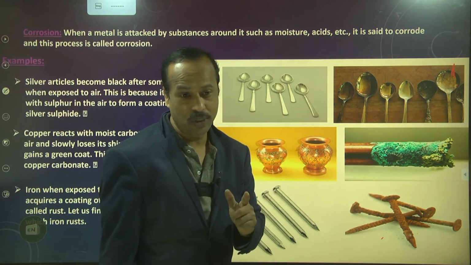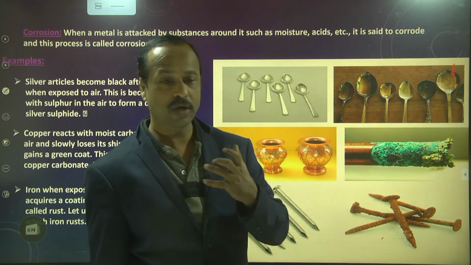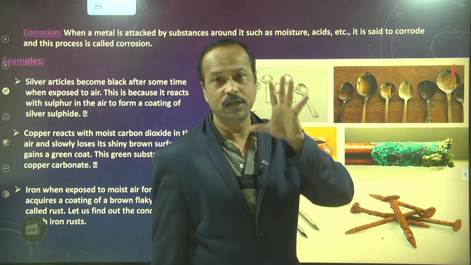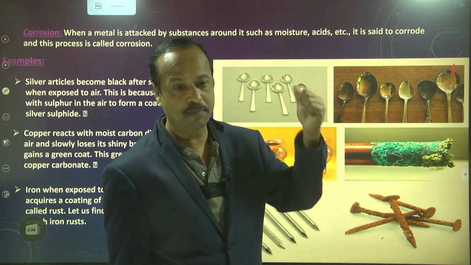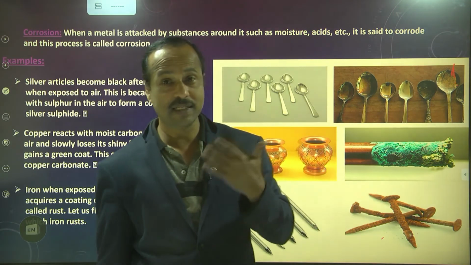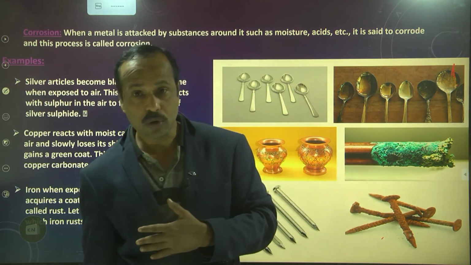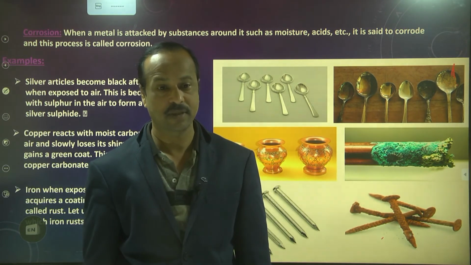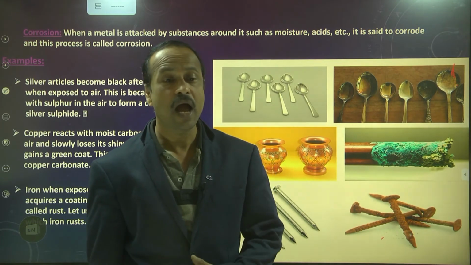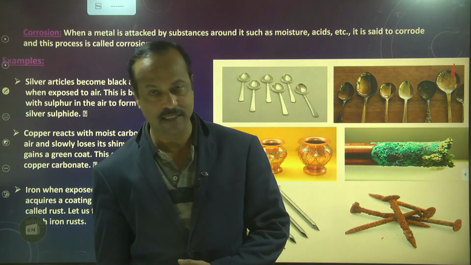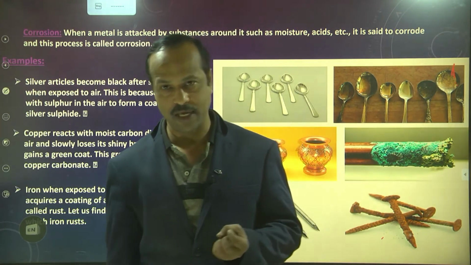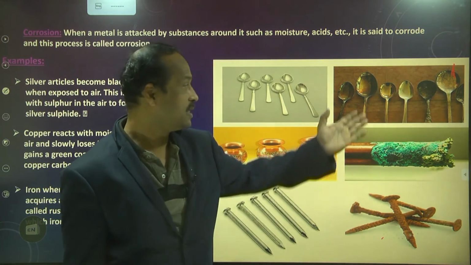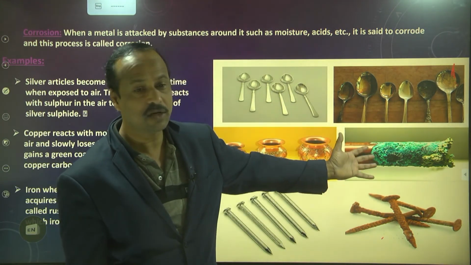Because as already told you, metals are very reactive, and they have the ability to react with other elements. Just in the previous slide you also saw that metals react with oxygen. Not only oxygen, but they can react with atmospheric gases and with water. In the atmosphere so many gases are there, so they react with the different gases and form things like this. So this phenomenon is called corrosion.